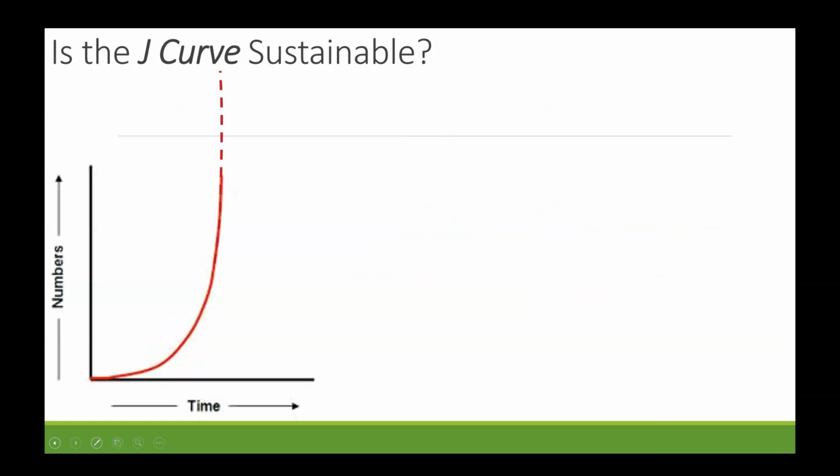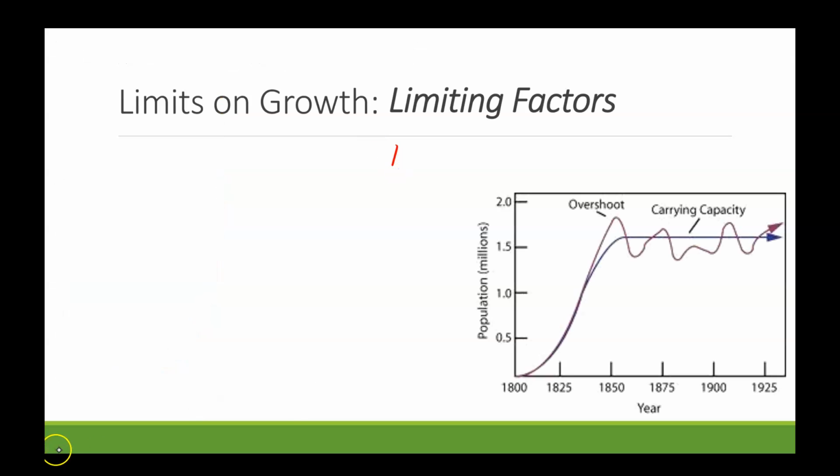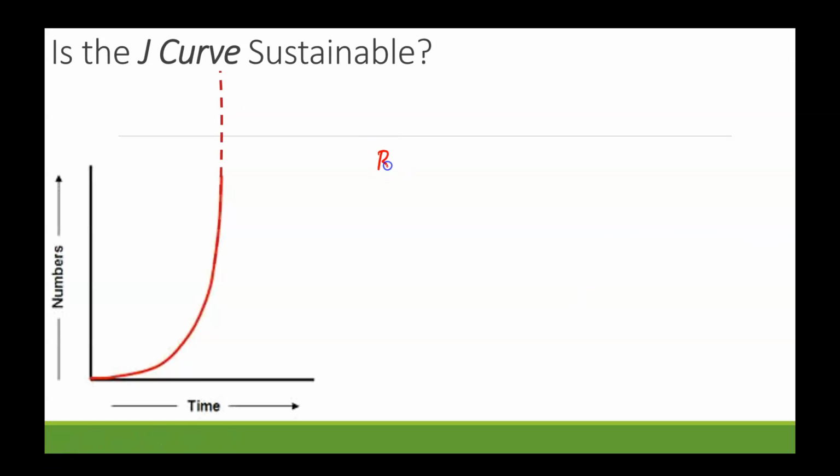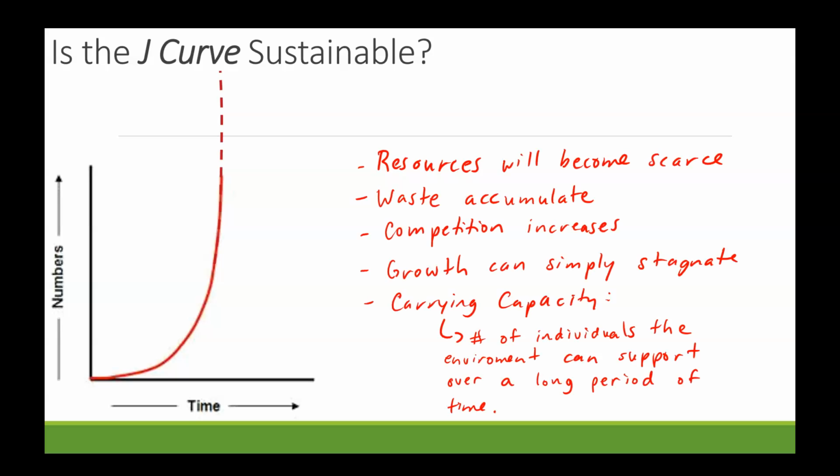So the question is, is the J-curve sustainable? And obviously the answer to that question is no, it is not, because resources will become scarce over time. All right, so let's go and get some reasons why this is not sustainable. The reasons are pretty simple, right? Resources become scarce. The resources can be considered space, food, water, shelter, all those things.